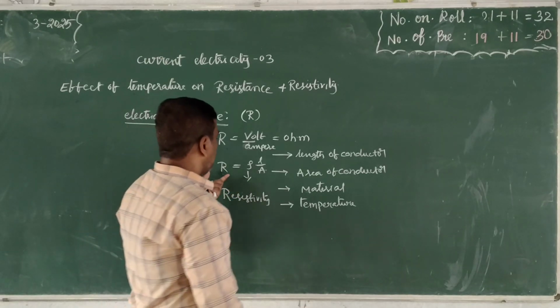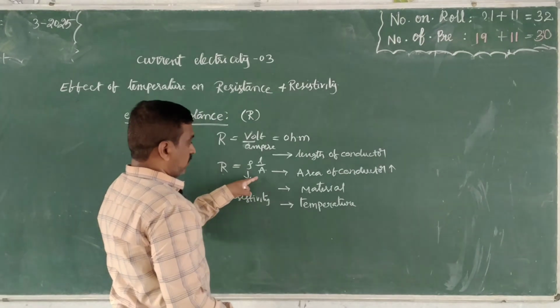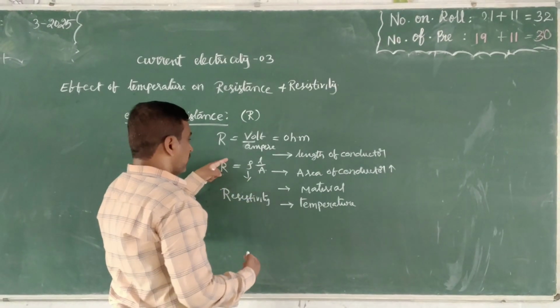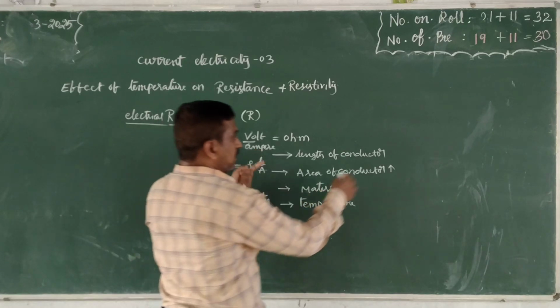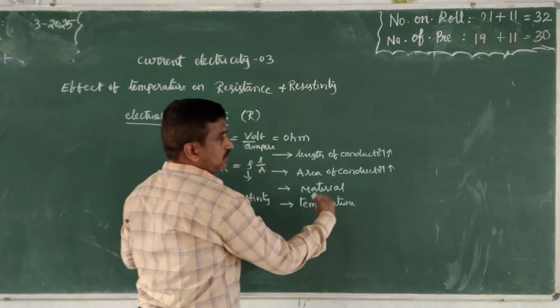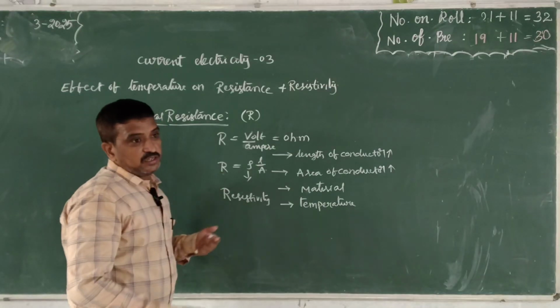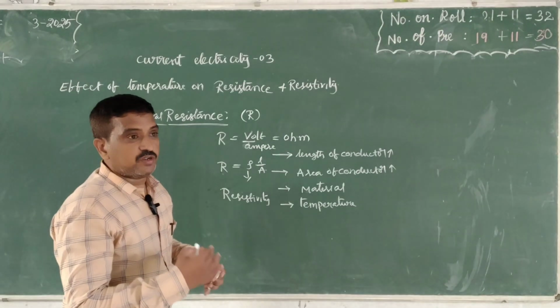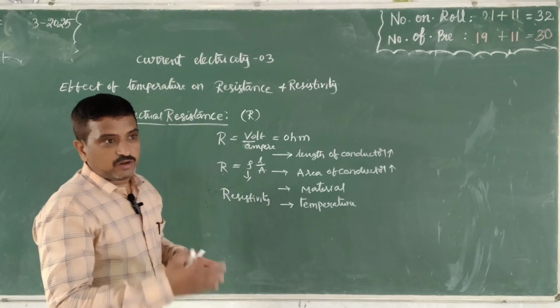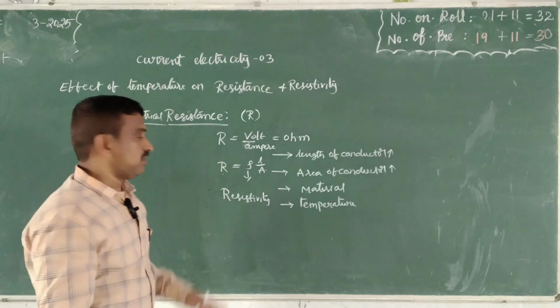See, area increases, resistance decreases. Why? Because area is in the denominator, so when area increases, resistance decreases. Length increases, resistance also increases. Material changes, resistance changes. Temperature changes, resistance changes. It increases or decreases, that we will discuss one by one: how it changes for conductors, for insulators, and for semiconductors.